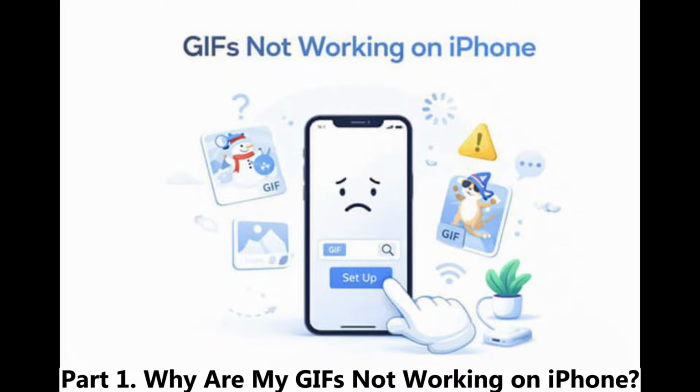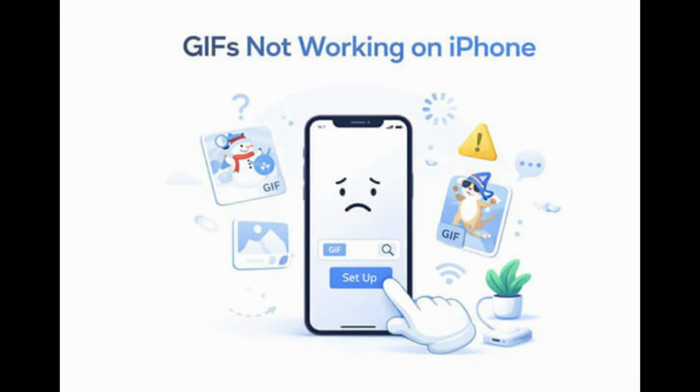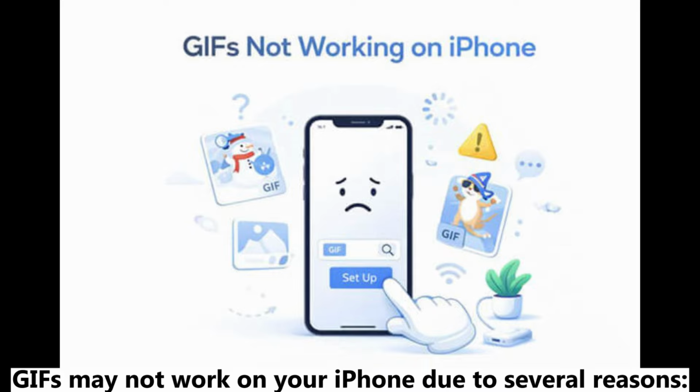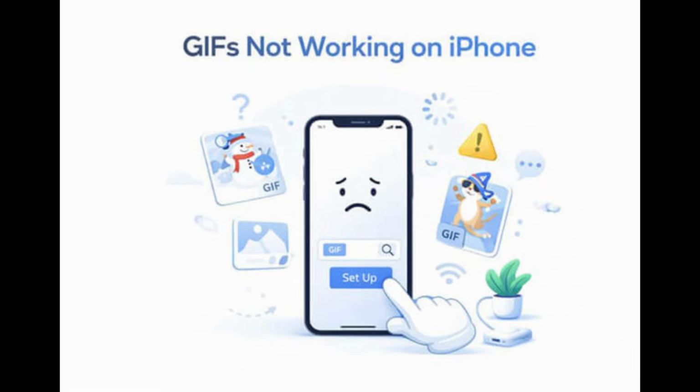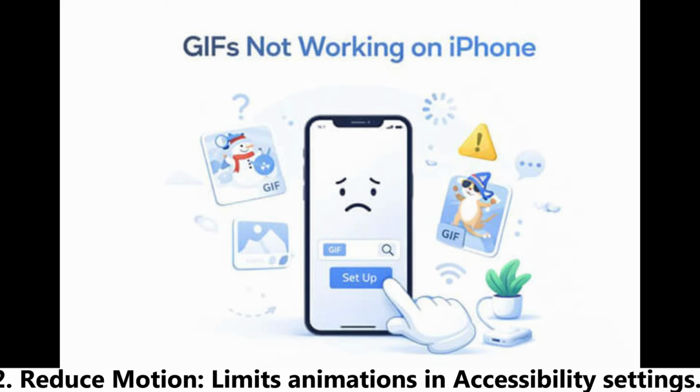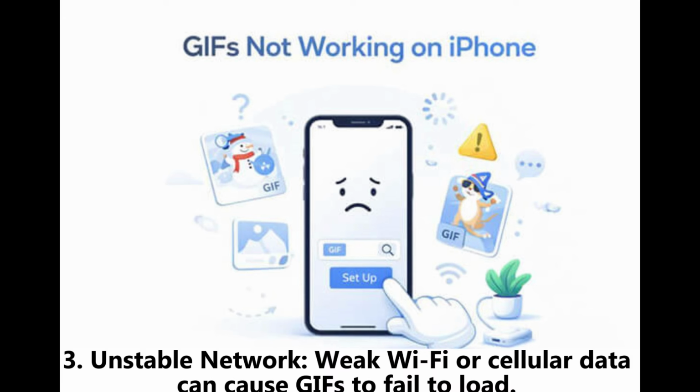Part 1. Why are my GIFs not working on iPhone? GIFs may not work on your iPhone due to several reasons. 1. Low power mode reduces animation effects, preventing GIFs from playing. 2. Reduce motion limits animations and accessibility settings. 3. Unstable network. Weak Wi-Fi or cellular data can cause GIFs to fail to load.